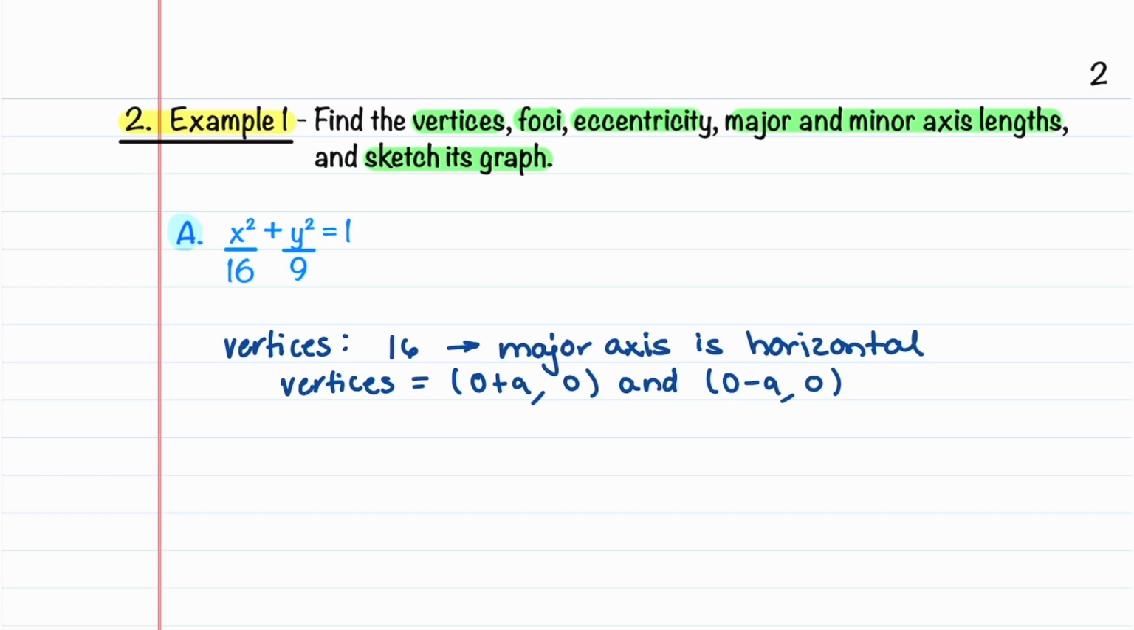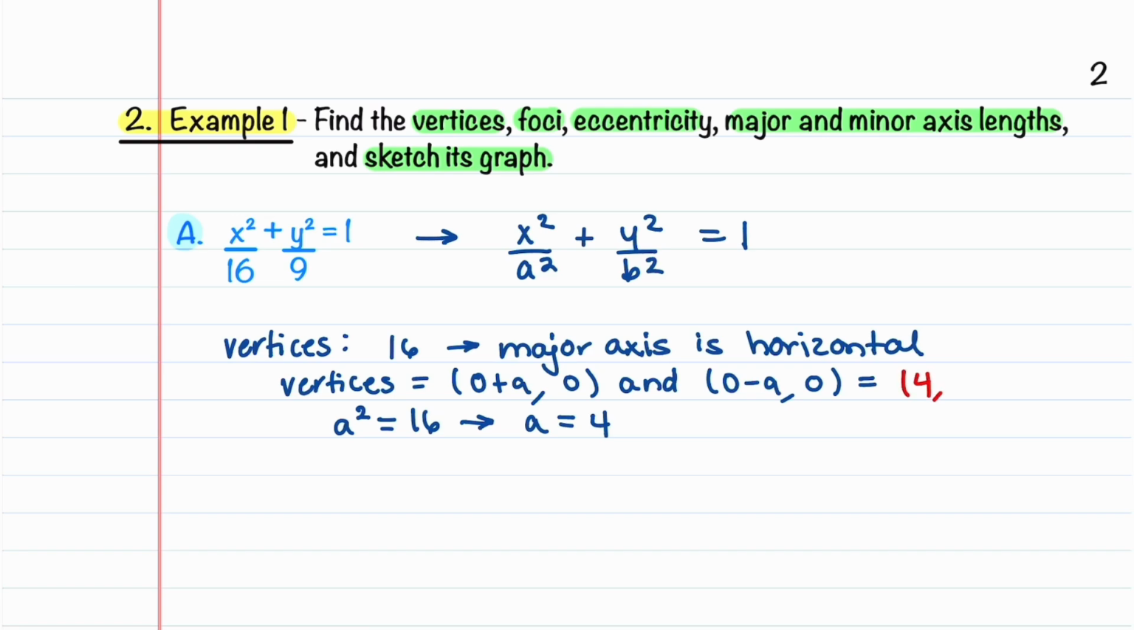Now we need to find a. Let's compare our equation to the standard equation x squared divided by a squared plus y squared divided by b squared is equal to 1. We know that the a squared is under the x squared because the a squared is always going to be the bigger constant. Let's write down that a squared is equal to 16, so that tells us that a is equal to 4. So we can go back up and write down that our vertices are 4, 0, and minus 4, 0.